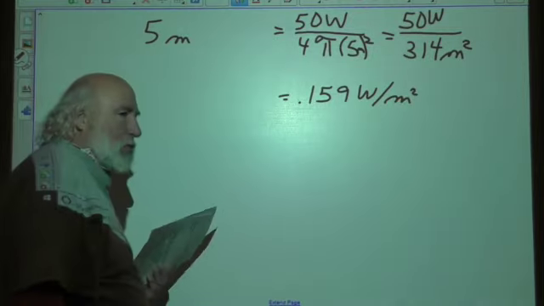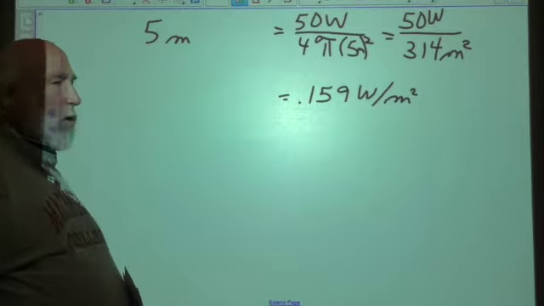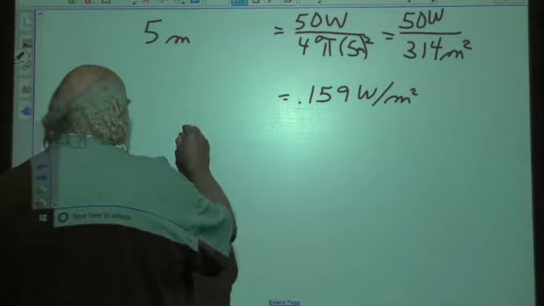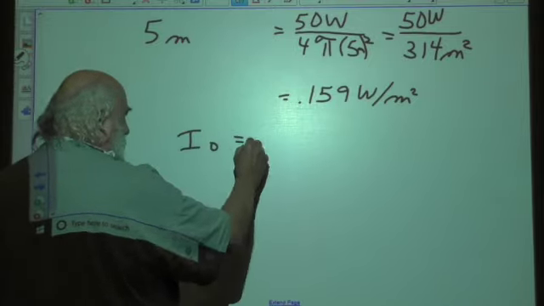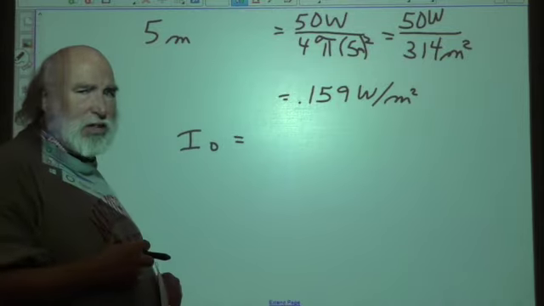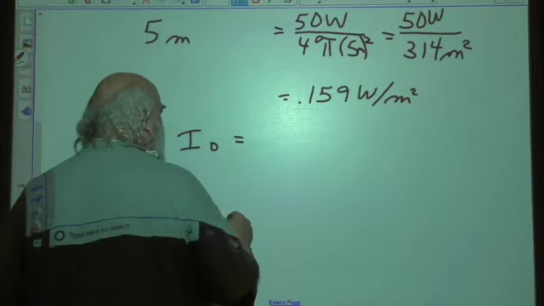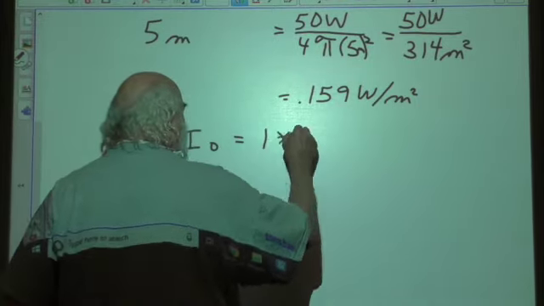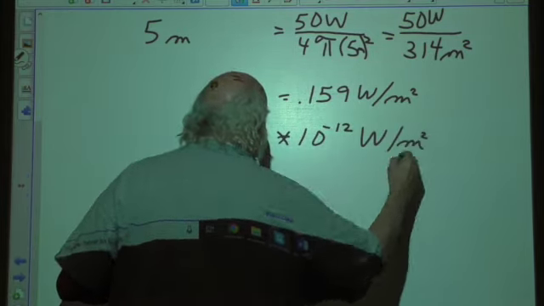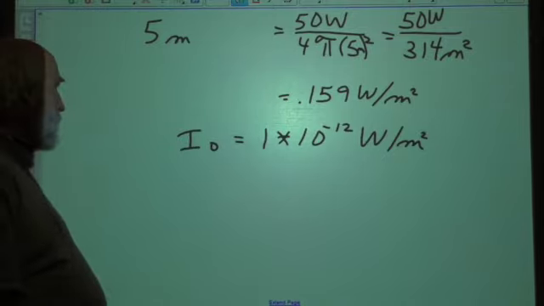Now, that's a pretty small number, so I think, well, that doesn't seem like much noise. Well, we actually need a point of comparison for this. That point of comparison is called I sub 0, which is the absolute minimum intensity of sound that our ears can pick up under normal conditions. And that turns out to be 1 times 10 to the negative 12 watts per square meter. Compare that, and all of a sudden that looks like an extremely large number.